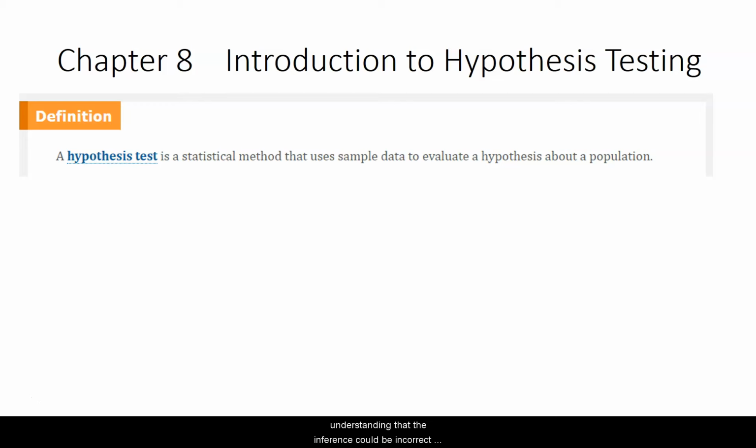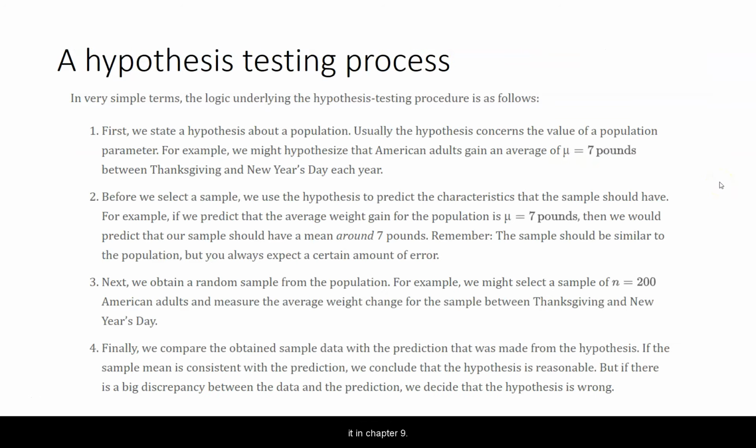By the way, this is also known as one sample hypothesis testing, and also one sample hypothesis testing using Z. In the next chapter, we'll use T. It's a subtle difference, but we'll get to that in Chapter 9.